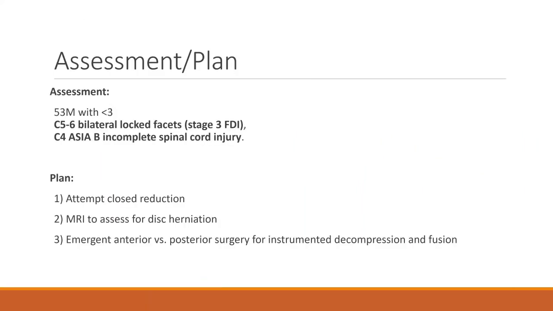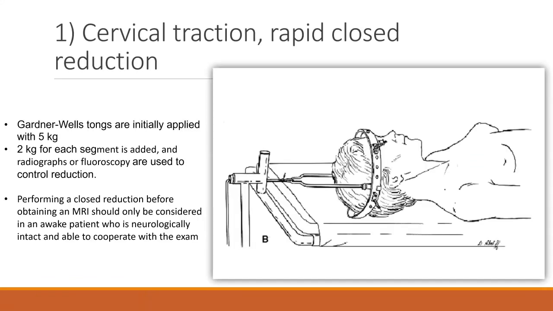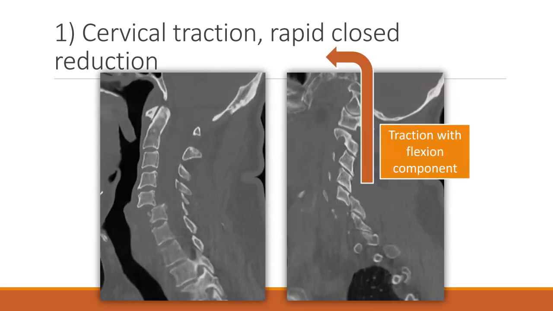Moving back to the case discussion, the plan initially would be to attempt a closed reduction, MRI to assess for disc herniation, and then emergent anterior versus posterior surgery for instrumented decompression and fusion. As discussed earlier, placement of Gardner-Wells tongs, initially with 5 kilograms and 2 kilograms for each segment. Fortunately, this patient is awake, lucid enough with an intact sensorium, able to describe their neurologic status.